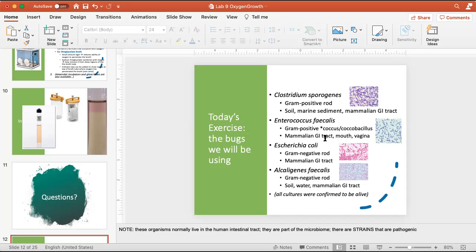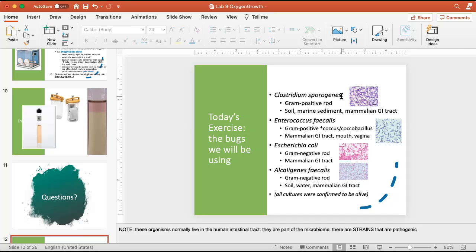But there are some strains of all of these that are pathogens. So again, a very common feature of bacteria. There are good E. coli and there are bad E. coli. So let's look at top to bottom here. The first one is called Clostridium sporogenes. That's how you pronounce that strange looking word.